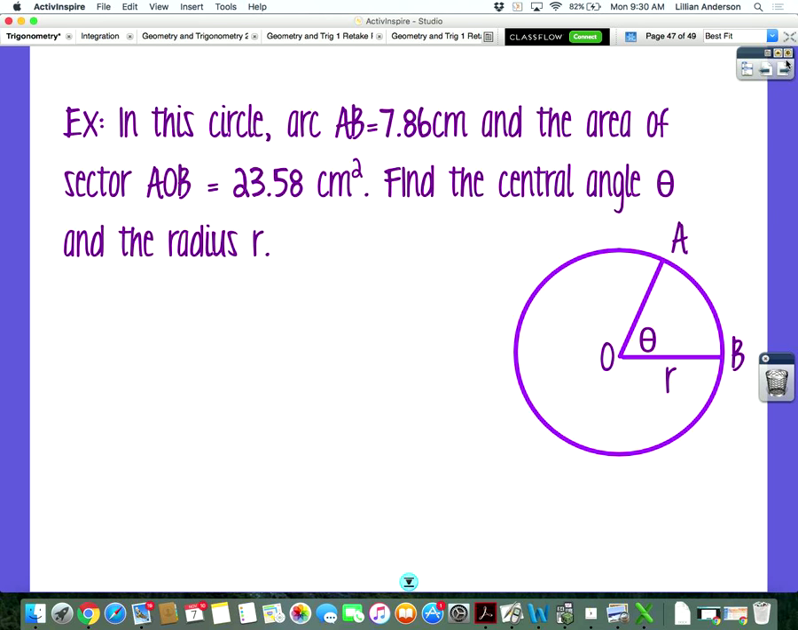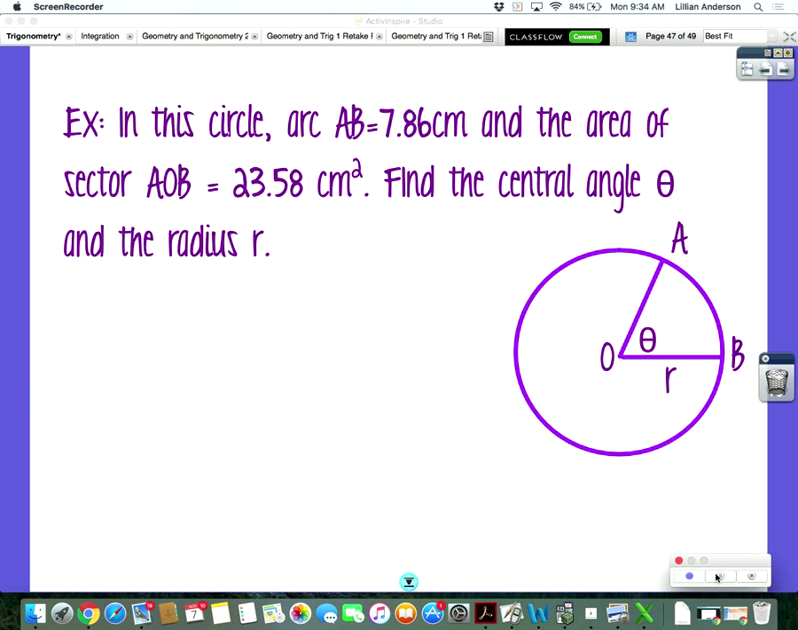Look at this one. A higher level one. Okay, so in a circle, you know the arc AB is 7.86 centimeters. The area of the sector AOB is 23.58 centimeters squared. You have to find the central angle and the radius. So you don't know any of those things. You just know the arc length and the area. So did you set up an equation?